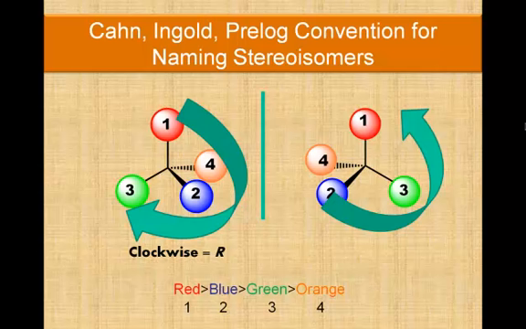R is for the Latin word rectus, to the right. When my path from highest priority to lowest priority goes counterclockwise, I call that the S isomer. S is from the Latin sinister, which means to the left.